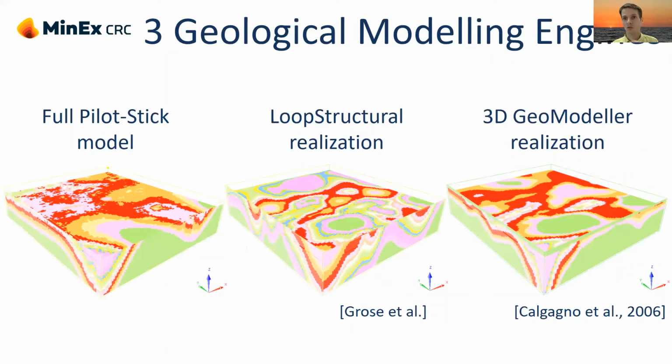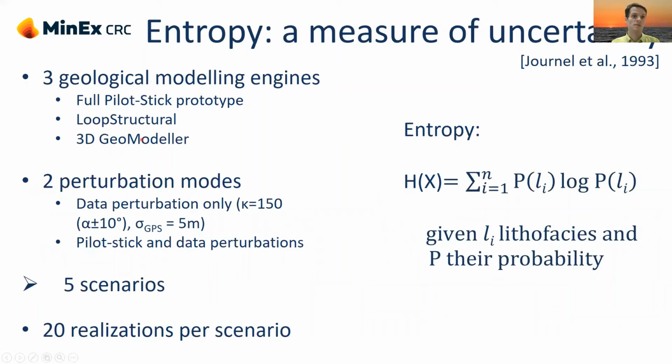We consider 3 geological modeling engines. The first one is a prototype that relies exclusively on the stacking of simulated thicknesses obtained by this pilot stick perturbation method. The second one is a Loop structural geological modeling engine, and the third one is 3D GeoModeller. For these 3 engines, we consider 2 perturbation modes. One considers only data perturbations, so we perturb the locations or the orientations of initial data. The other mode considers pilot stick and data perturbations. Because the prototype model can only deal with pilot stick and data perturbations, we end up with 5 scenarios, for each of which we generate 20 realizations.